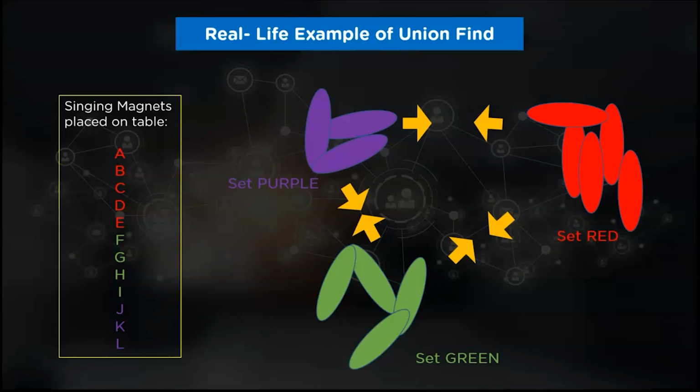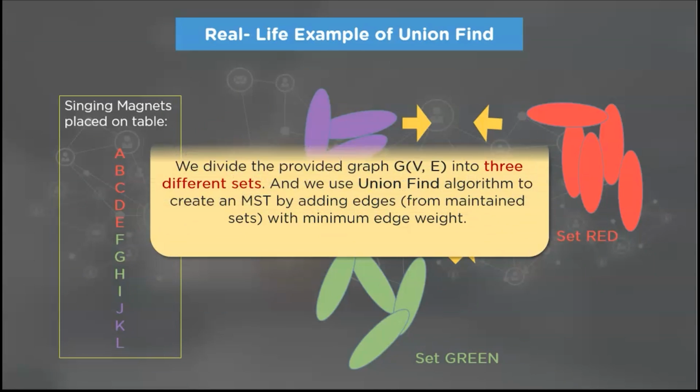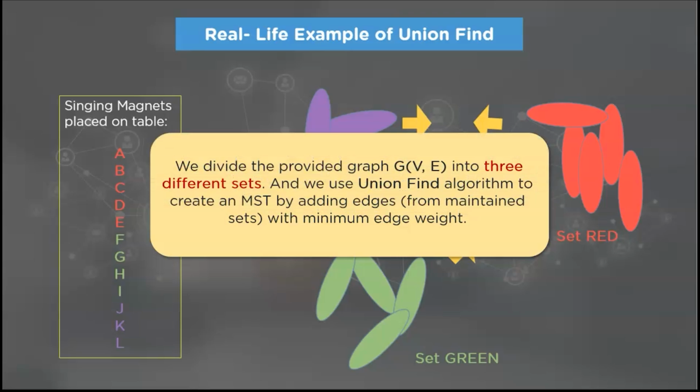Similarly, in this scenario, a particular magnet can be traced back to its group with the help of the color code that we have maintained alongside the magnets. The use of union find in Kruskal's algorithm can be related to this example.